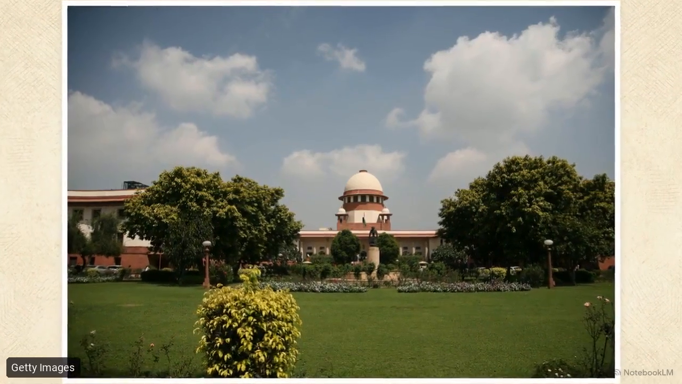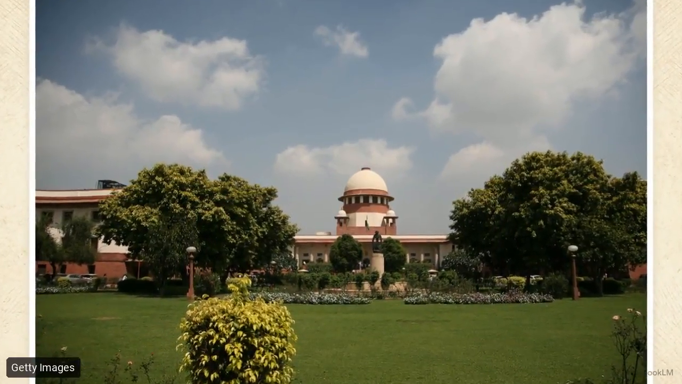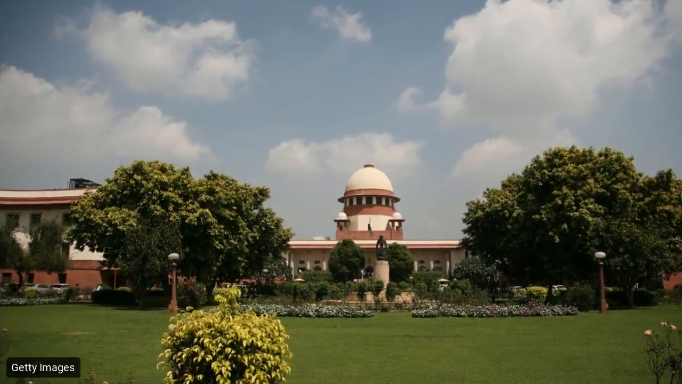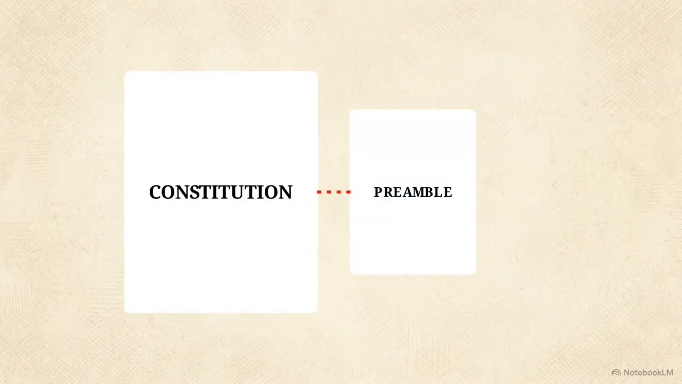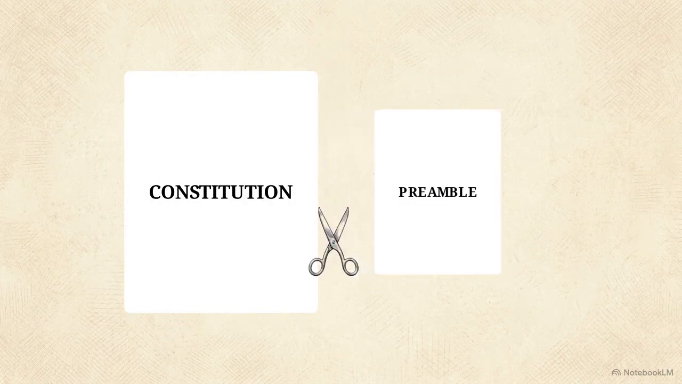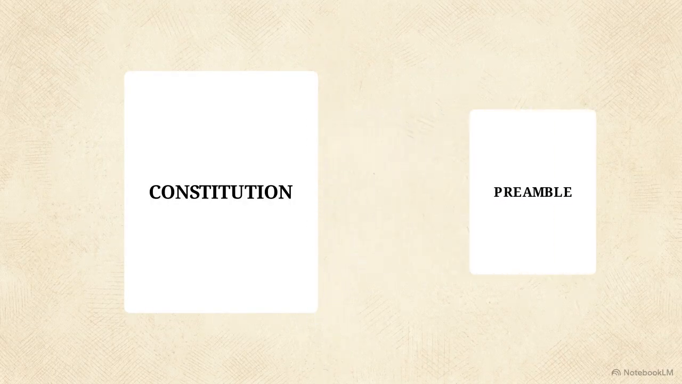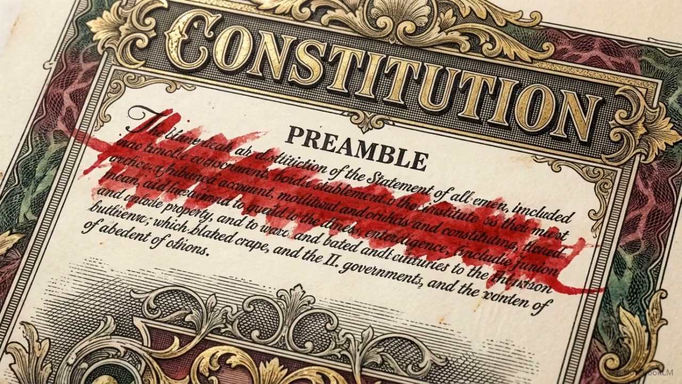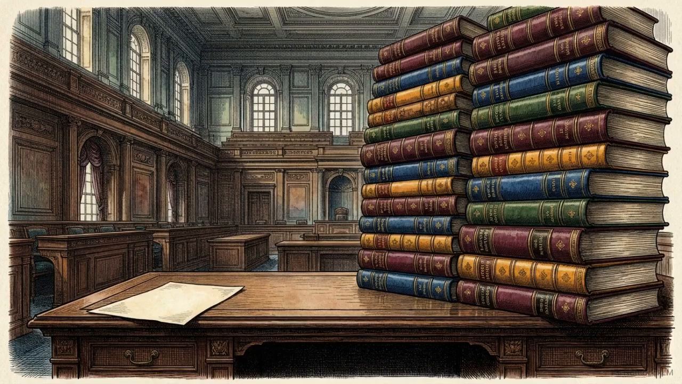Yet, in the 1960 Berubari Union case, the Indian Supreme Court issued a surprising ruling. They declared the preamble was not, in a legal sense, an actual part of the Constitution. That decision stripped the preamble of substantive legal weight. It was viewed as a mere preface, completely unable to guide the government's legislative power or restrict its reach.